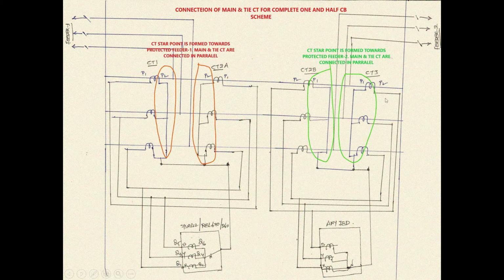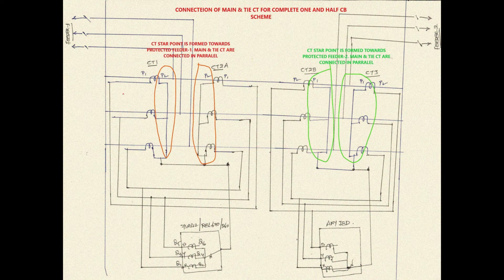R phase of CT2B will be connected with the R phase of CT3, and this parallel wire will now be connected with the relay coil. Similarly, Y phase of CT2B will be connected with Y phase of CT3, and one single wire will be connected to the Y phase of the relay coils. Likewise for B phase, and similarly for your star point, that is for the neutral wires. This is basically the complete scheme for 1.5 circuit breaker schemes, complete connections of all CTs.